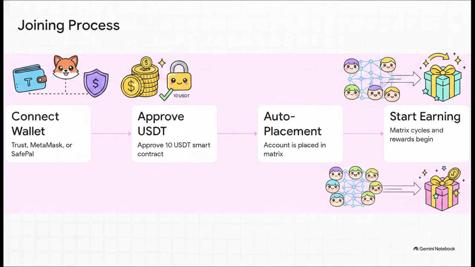The onboarding process itself is broken down into these 4 exact steps. Step 1. You connect a BSC-compatible digital wallet. Think Trust Wallet, MetaMask, or SafePal. Step 2. You approve the 10 USDT transaction to the smart contract. Step 3. Once that's approved, your account is automatically placed into the system's matrix. And Step 4. As the matrix populates, the cycle begins, and that automated reward process kicks into gear.